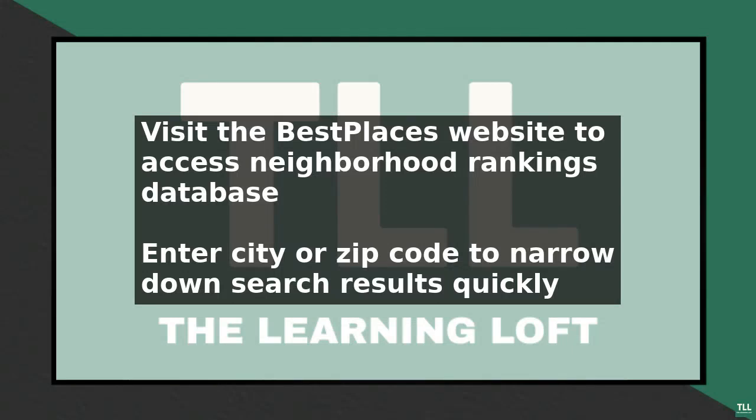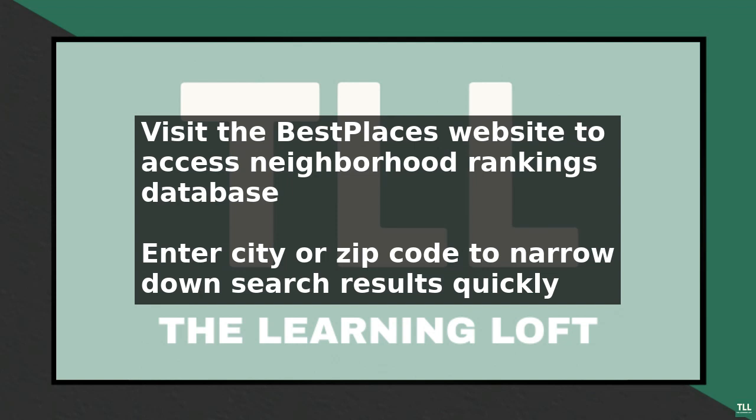To use Best Places neighborhood rankings, start by visiting the Best Places website and navigating to the Neighborhood Rankings section. Here you will find a comprehensive database of neighborhoods across the United States, each with its own unique ranking based on various criteria such as cost of living, education, and crime rates.